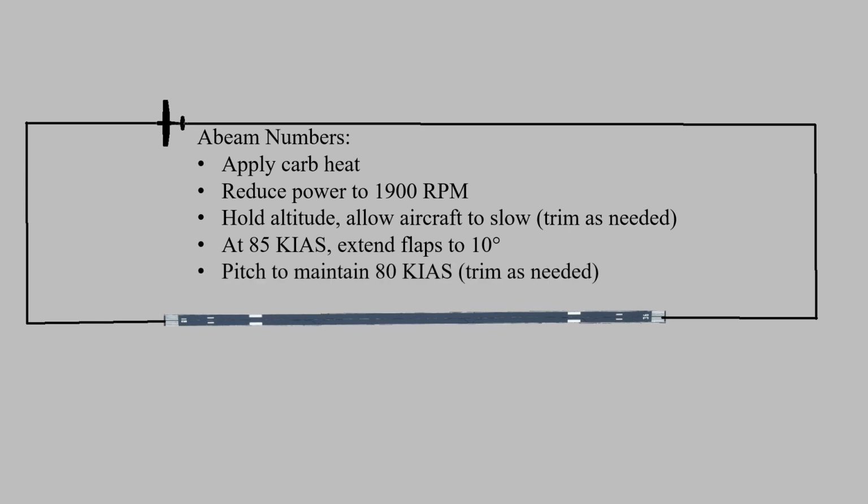You want to pitch then to maintain 80 knots of indicated airspeed, and again trim as needed to maintain this pitch. And then you want to adjust your power so that you get about a 300 to 400 foot per minute descent rate.